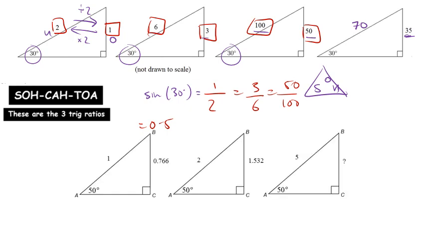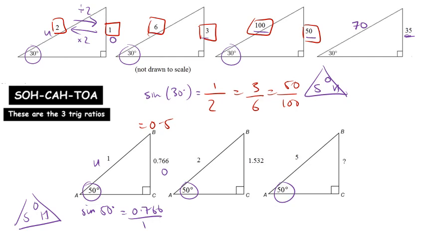This one's got some slightly trickier numbers here, but we've got the angle of 50 degrees going on in all of these. Again, we're looking at the opposite and the hypotenuse. So we're still looking at the sine trig ratio. So we can see the sine of 50 degrees is equal to the opposite divided by the hypotenuse. So using the values for the first triangle, we get 0.766. Again, it holds for the second triangle. If we do 1.532 divided by 2, we get 0.766.